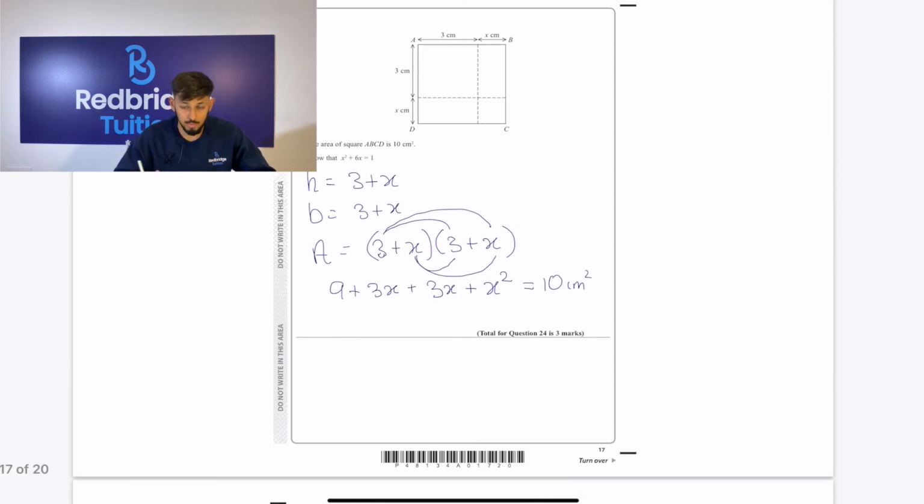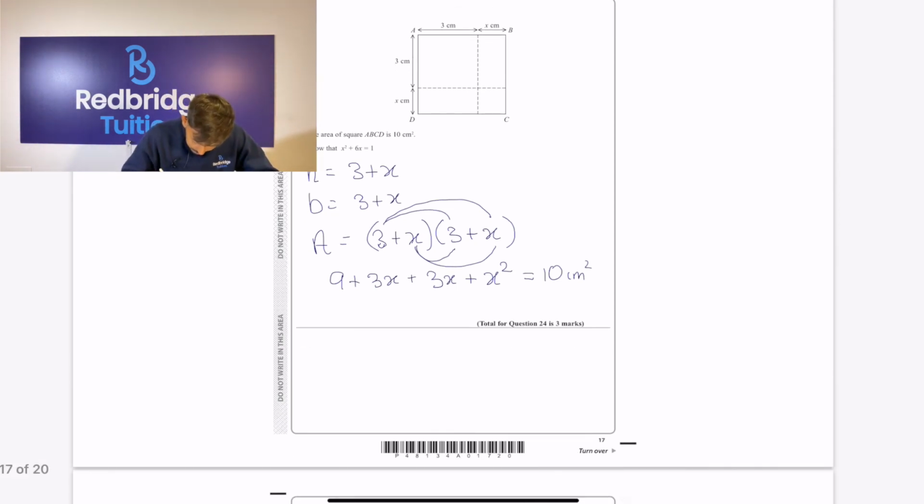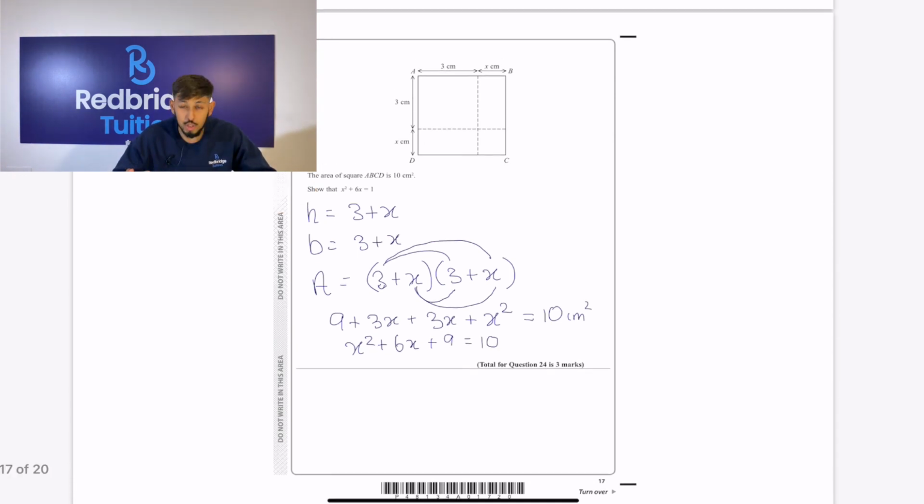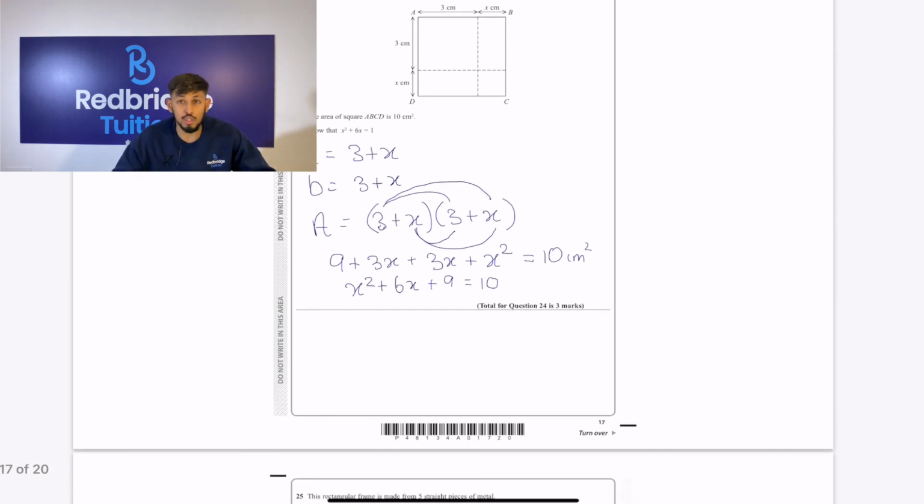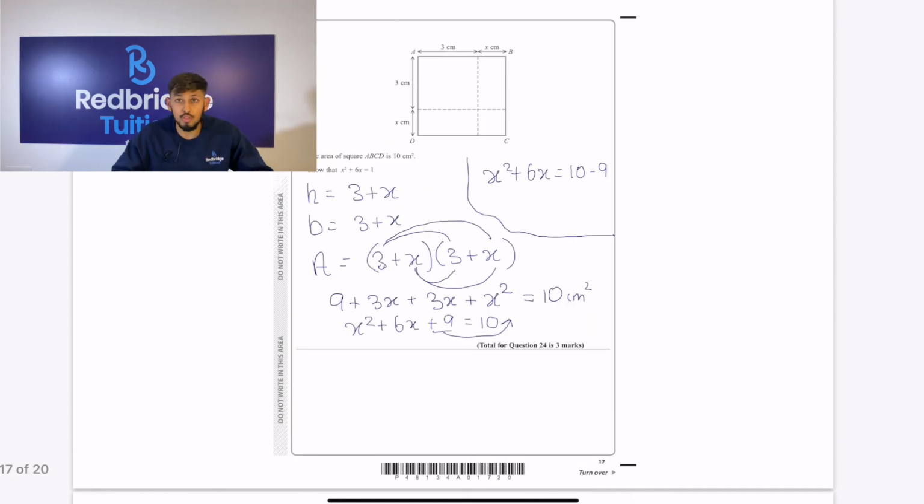Now we need to simplify this expression. So we can say that x squared plus 6x plus 9 is equal to 10. We want to put this in the form that they have given to us in the equation. And to do that, we just move over the plus 9 to the opposite side of the equation. So we have x squared plus 6x, which is equal to 10 take away 9. And that gives us x squared plus 6x, which is equal to 1 as our final answer.